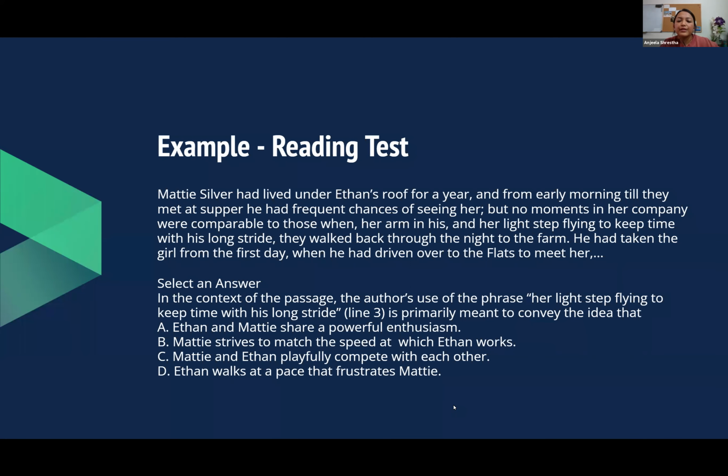Okay, so now this one is an example of a reading test. In this case, you are given a five sentence paragraph, and the question is asking you to determine what a certain line means. Based on the paragraph given above, you will have to choose the answer that you think is right, what the sentence is trying to imply.